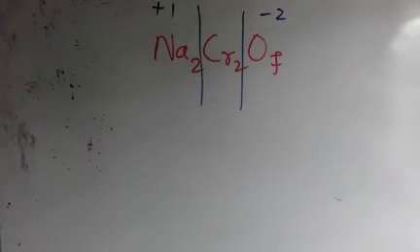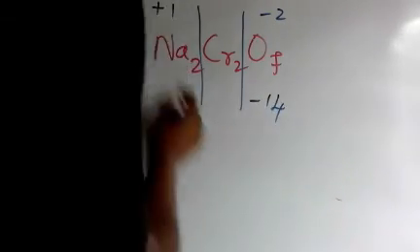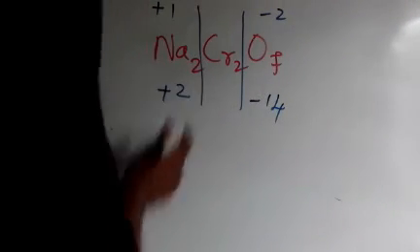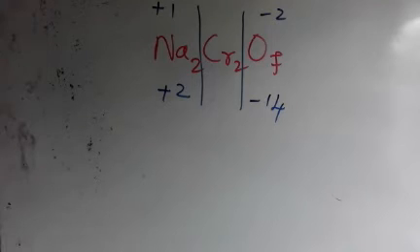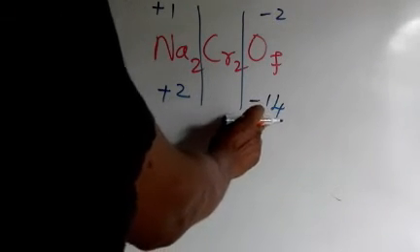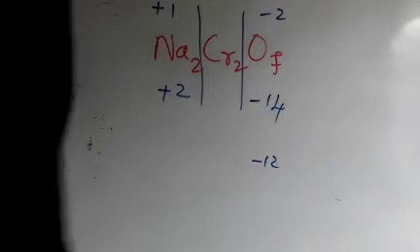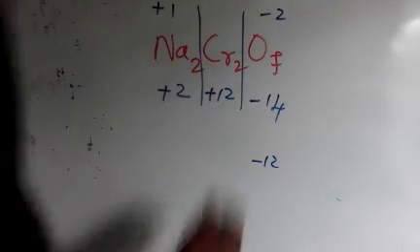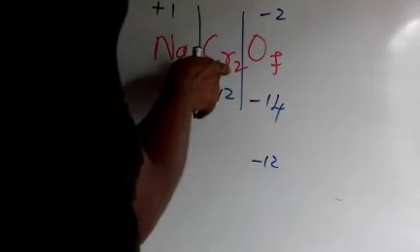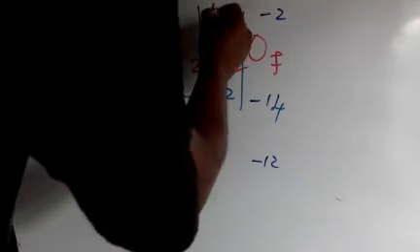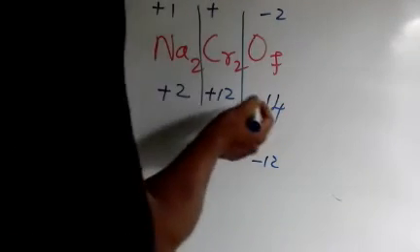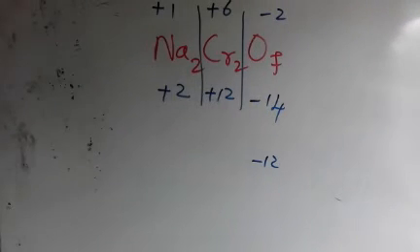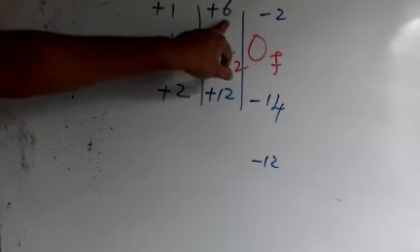If we don't know chromium, oxygen is -2 into 7, which is -14. Sodium is 1 into 2, which is +2. Now we know that the sum of these should be 0. Here -14 plus 2 is -12. So to balance, this should be +12. But since there are 2 chromium atoms, the oxidation number should be +6. So the oxidation number of chromium in sodium dichromate is +6.